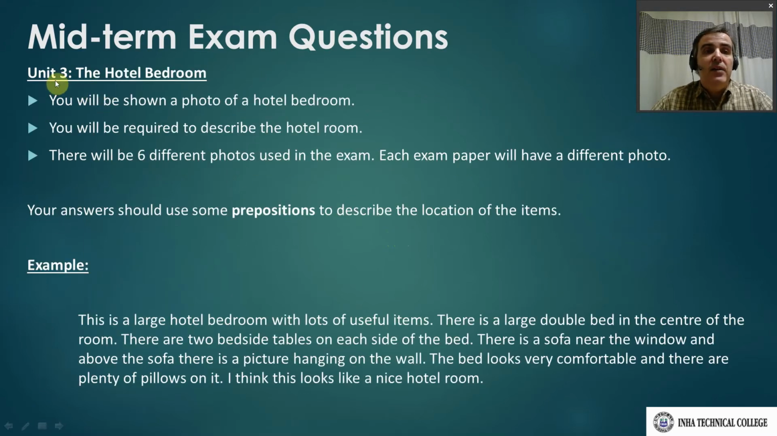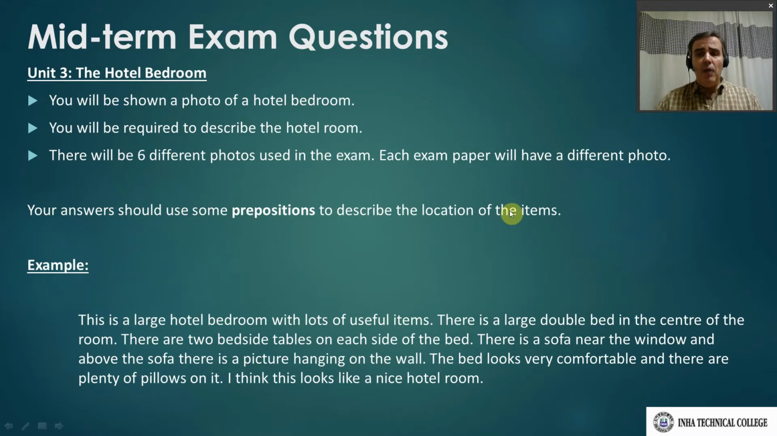And then the third part of your exam will be the hotel bedroom. You will be shown a photo of a hotel bedroom. You will be required to describe the hotel room. There will be 6 different photos used in the exam. Each exam paper will have a different photo of a different hotel room. You should describe it, and also your answers should use some prepositions to describe the location of the items.